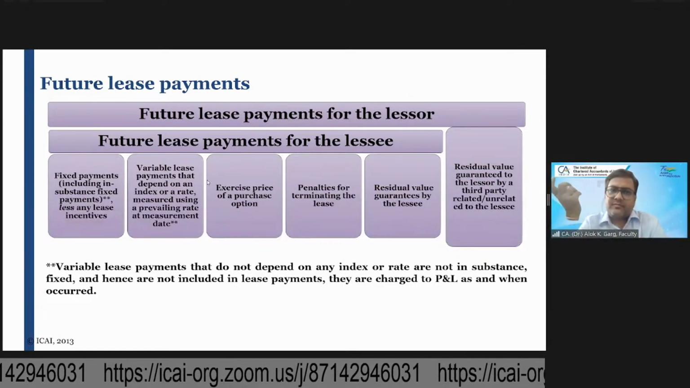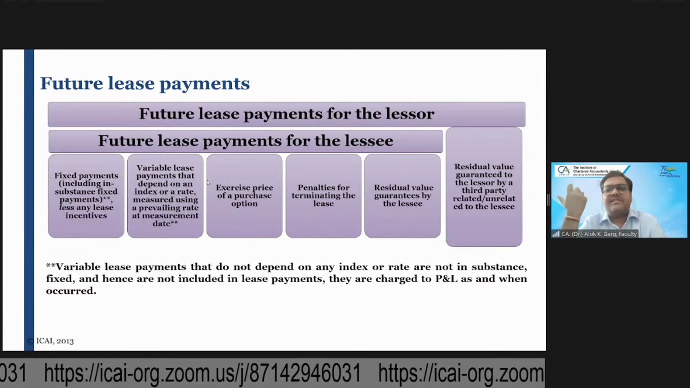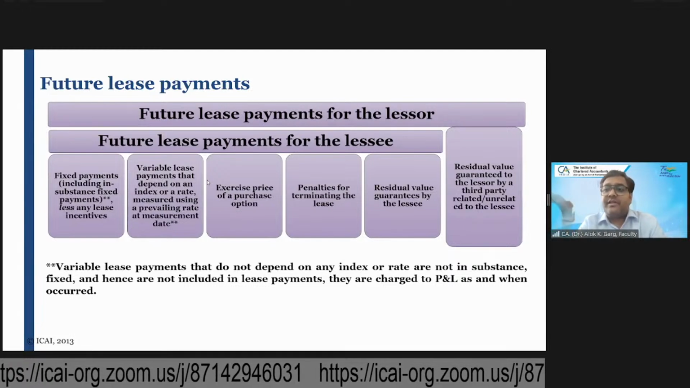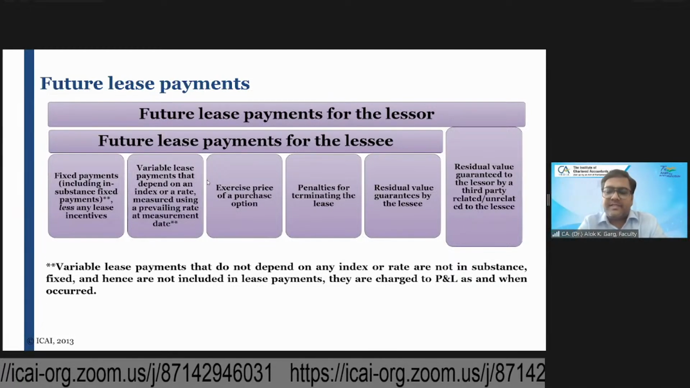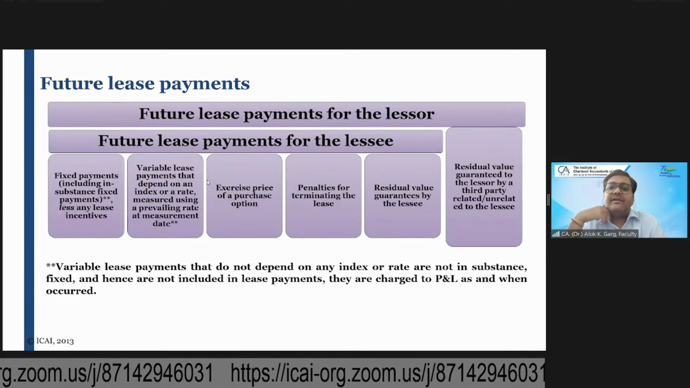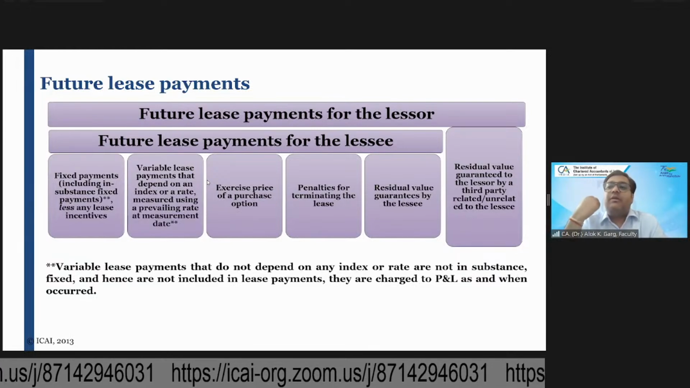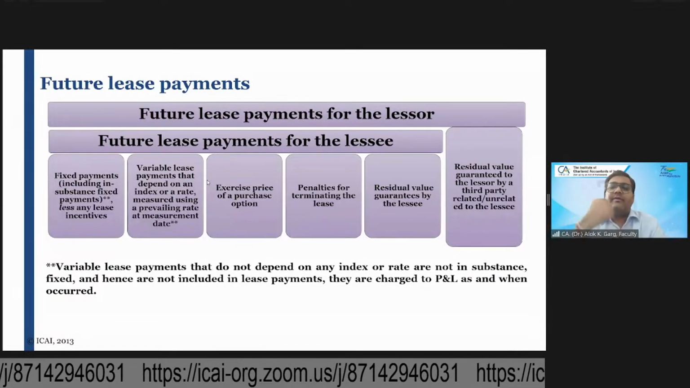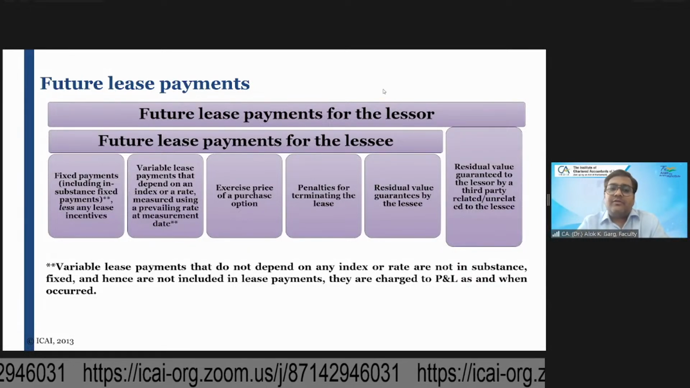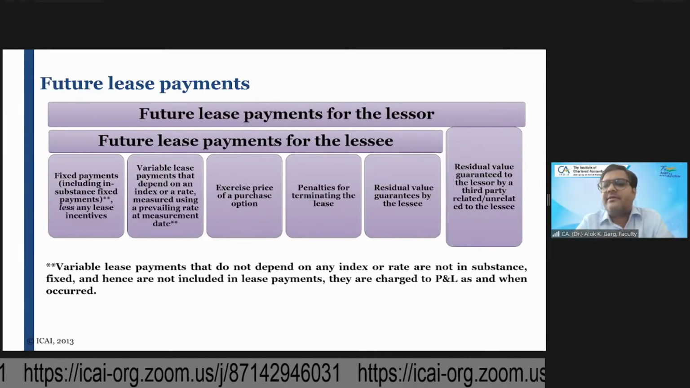If you are taking some items or assets on a lease basis, let's say a printer, a car, or office equipment, a computer or laptop, the lessor will say that after the end of the lease term, what exercise price will you pay me? Because you have used the asset for its entire lifetime, you have to pay some exercise price also if the purchase option is there in the lease contract.